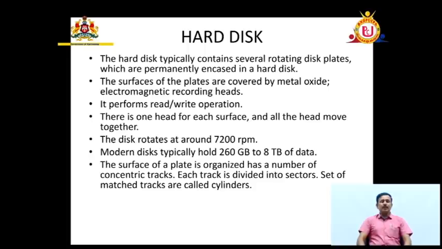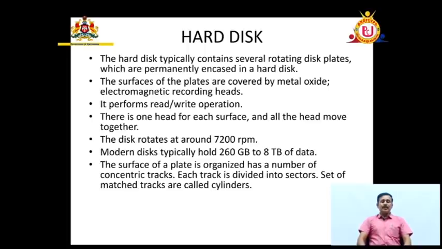So this disk will rotate at around 7200 rotations per minute. Hence, we can extract the data very easily. Modern hard disks can store up to 8 terabytes of information. It started with 260 MB, and then it increased up to 8 terabytes nowadays.